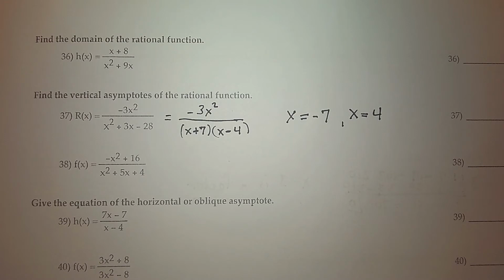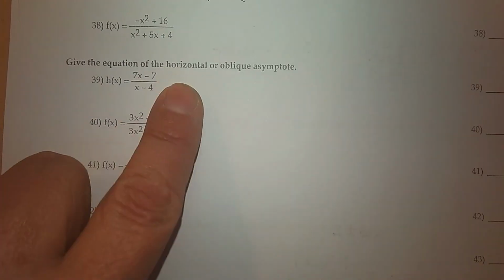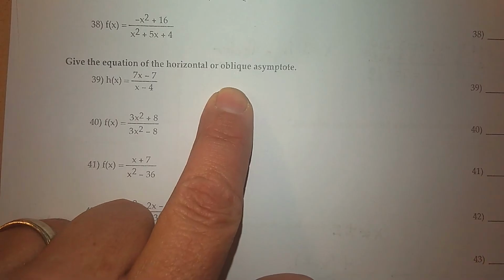How do I show that on the graph when it can't be that? We draw asymptotes, right? That's what it is, and it comes from the denominator. Number 39. What are you asked to find? The horizontal or oblique asymptote.